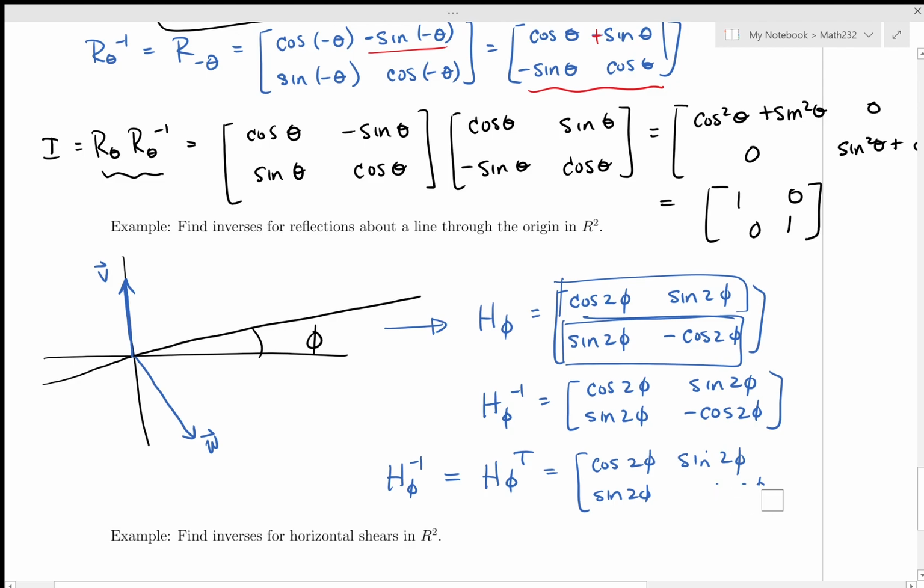Sorry, it's not cos, it's minus cos 2 phi. Minus cos 2 phi. Okay, there we have it, folks. We can see that the transpose, which we know is going to be the inverse, is in fact what I wrote down, thinking about the fact that if you reflect over a line and then want to get back to where you started, you should reflect yourself back over that same line.